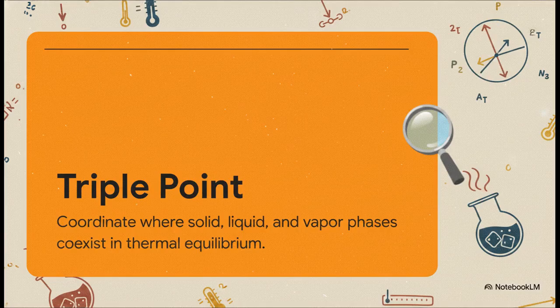Now, let's see how this builds into an incredible concept called the triple point. By plotting pressure versus temperature on a phase diagram, scientists found a precise, almost magical coordinate where the solid, liquid, and vapor phases of a substance coexist in perfect thermal equilibrium. For water, this happens at exactly 273.16 Kelvin. Because this natural phenomenon is so incredibly precise, scientists actually use the triple point to establish standard, unvarying reference points for our modern temperature scales.